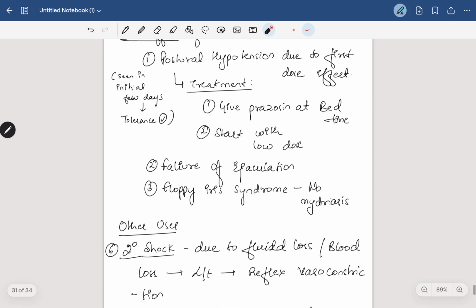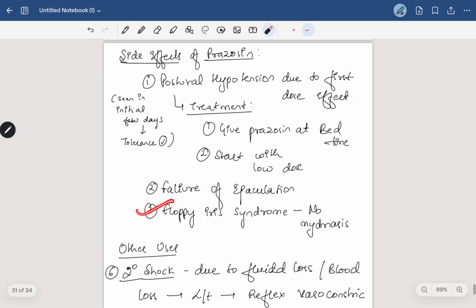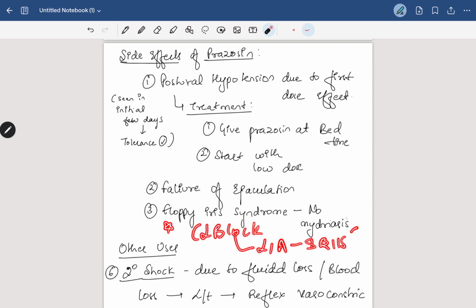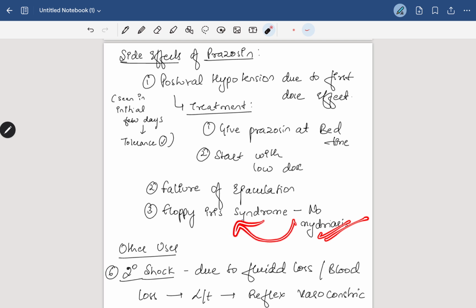Next side effect of prazosin is that there will be failure of ejaculation and there will be floppy iris syndrome, that is no mydriasis taking place. You can remember this because it is an alpha blocker and alpha 1a is present on iris. I told you, right? And it causes mydriasis. Now here, because it is a blocker, there is no mydriasis. We call this condition floppy iris syndrome.